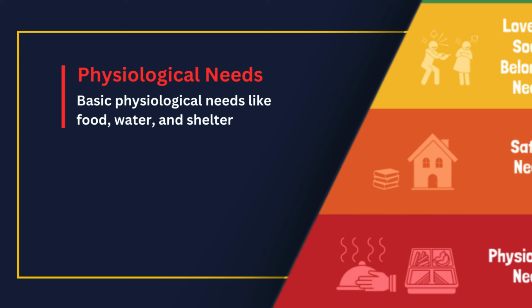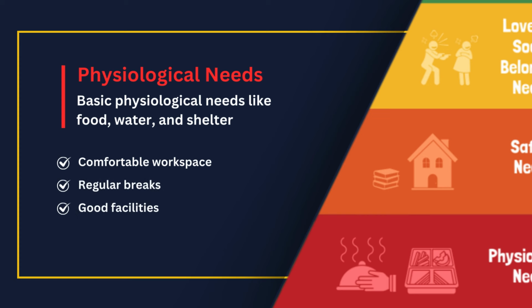The first stage of the model is physiological needs. This includes the basic physiological needs like food, water, or shelter. As a leader, you must ensure your team's basic needs are met by providing a comfortable workspace, regular breaks, good facilities, and a clean and safe kitchen and bathroom.